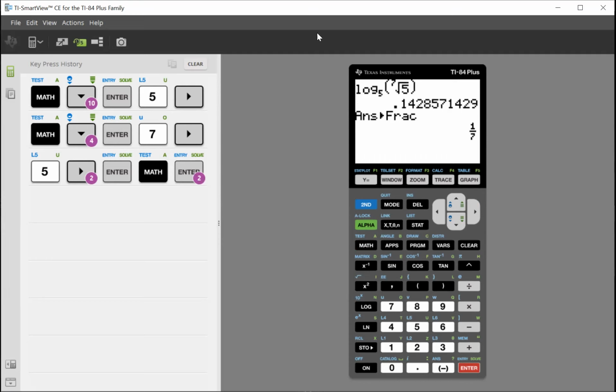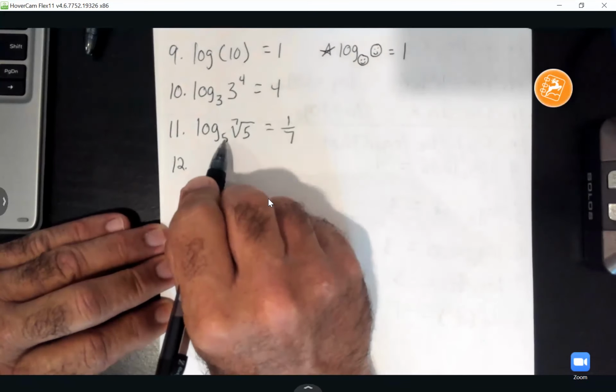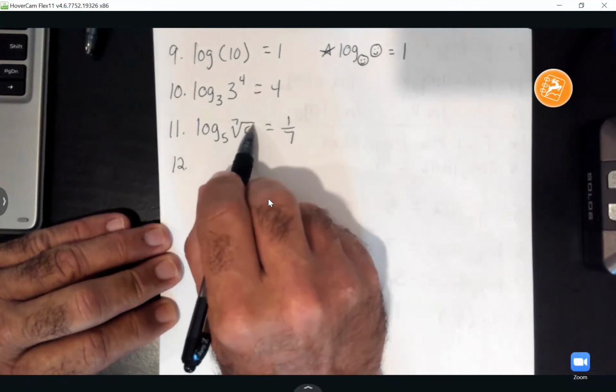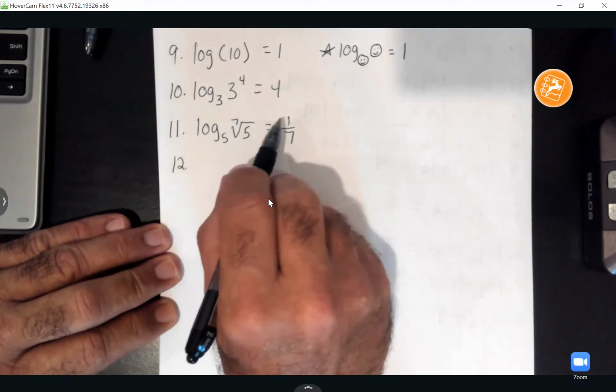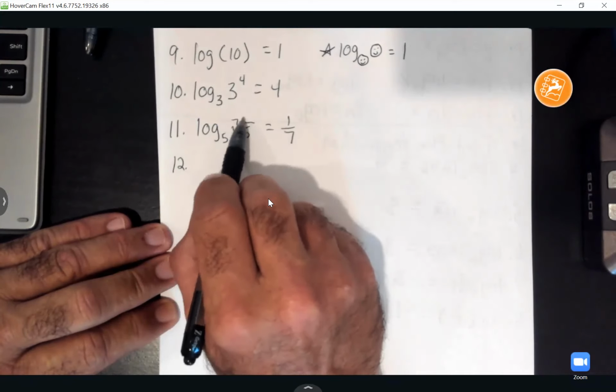All right, y'all, let's see what was next. So basically, if this base matches what's under that radical, then the answer will always be 1 divided by whatever this number is in the index.